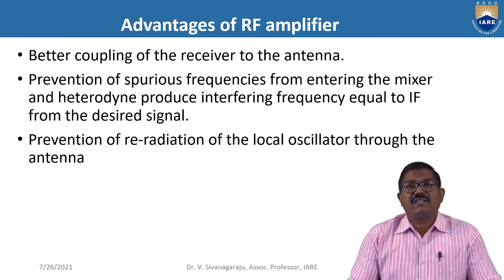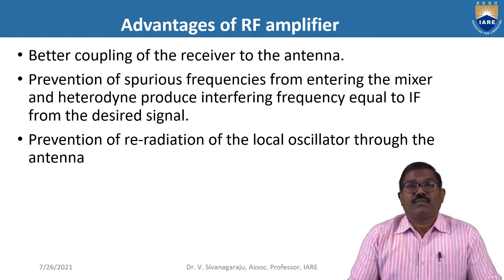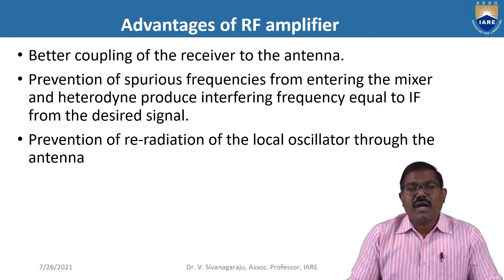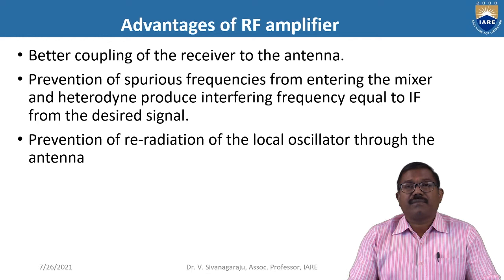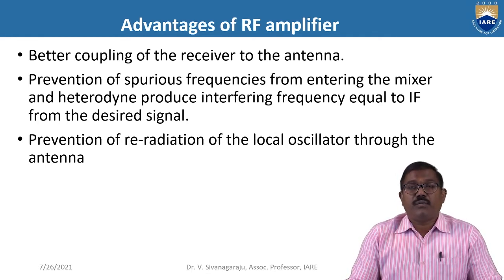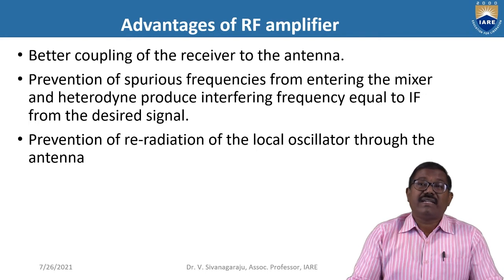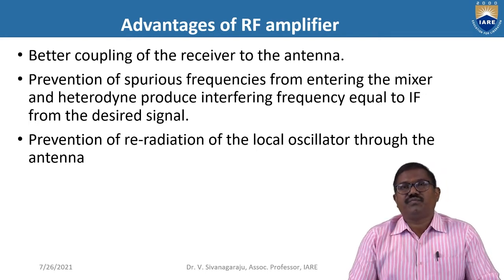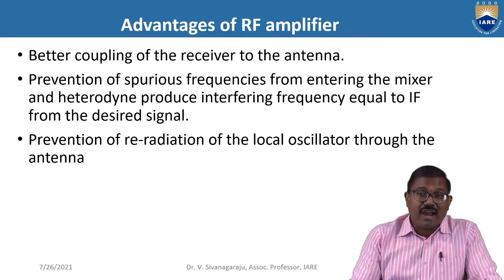And another advantage is prevention of re-radiation of the local oscillator through the antenna. Why? Because we have the local oscillator in the mixer section. So by using that local oscillator, there may be re-radiation. So this RF amplifier prevents that re-radiation also. Okay. So these are the advantages of the RF amplifier.